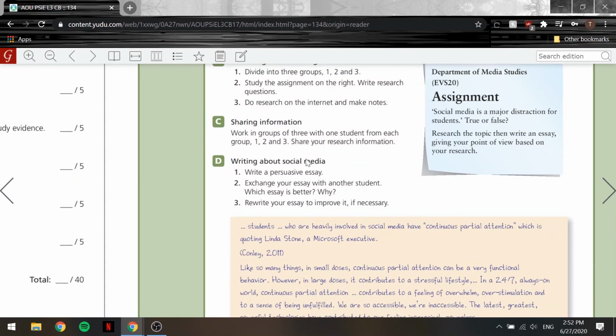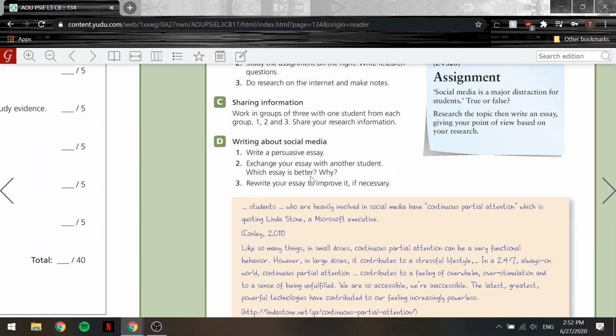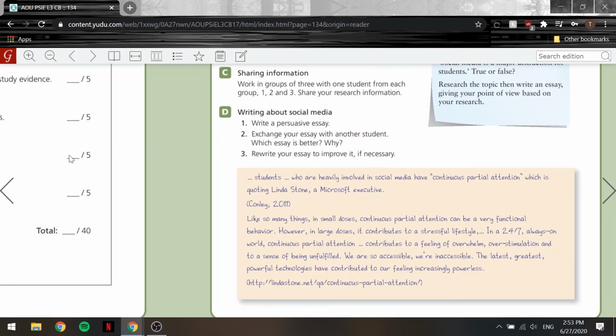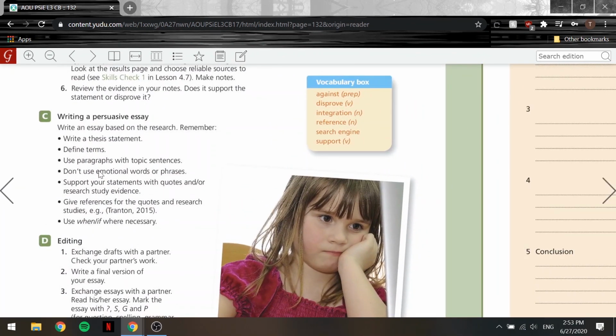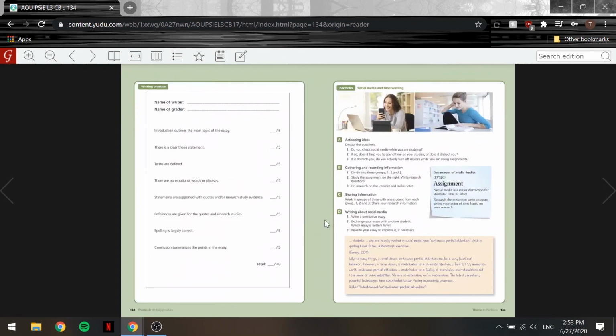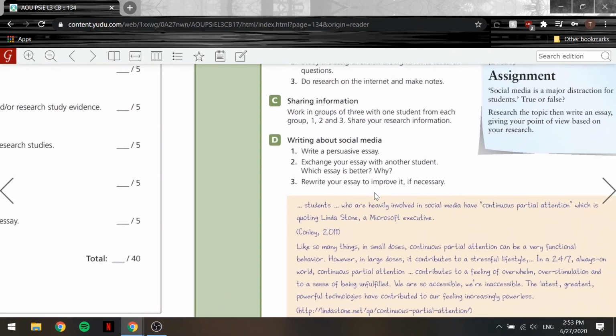So exercise D, write a persuasive essay, okay? If you have a student, you guys can exchange essays and check it out. If it's better, worse, why not? And if you missed any of the necessities that are here, so whether defining terms, using paragraphs with topic sentences, any of that stuff, rewrite it and try to improve it, okay?